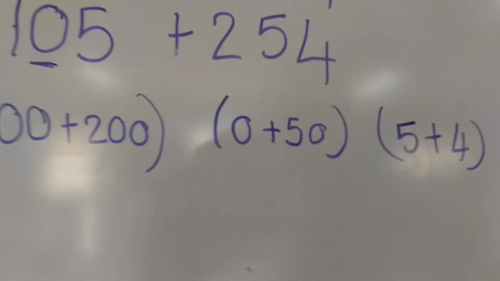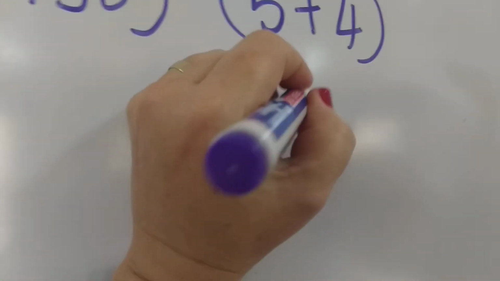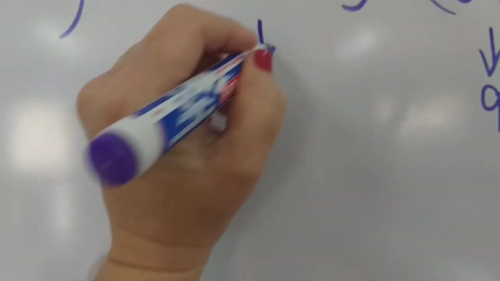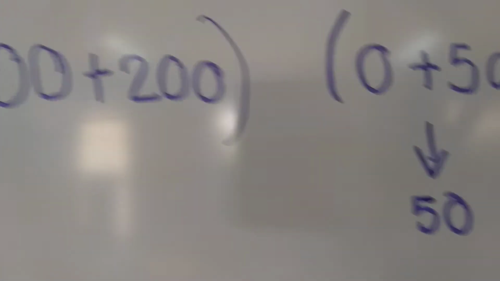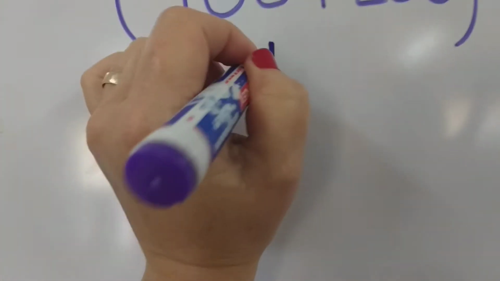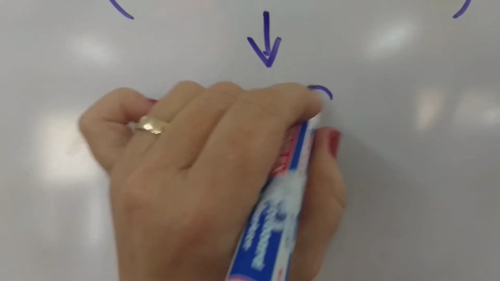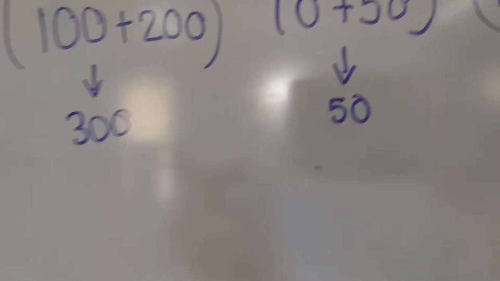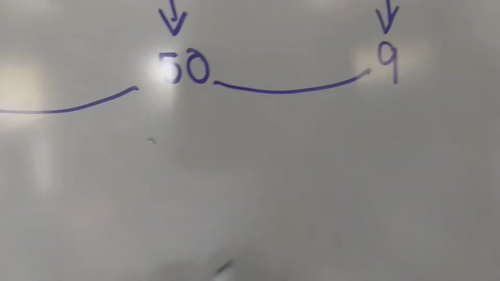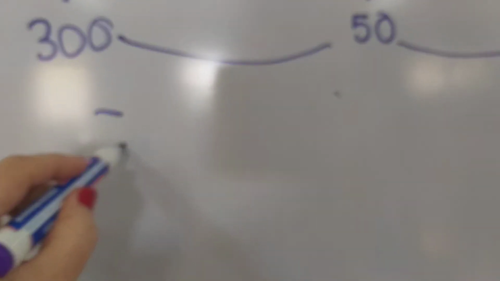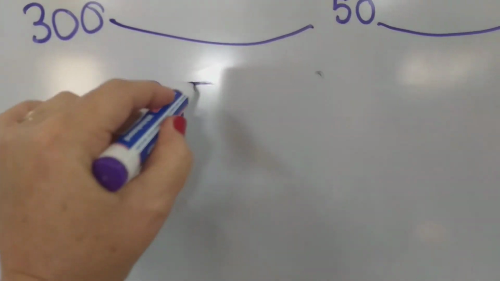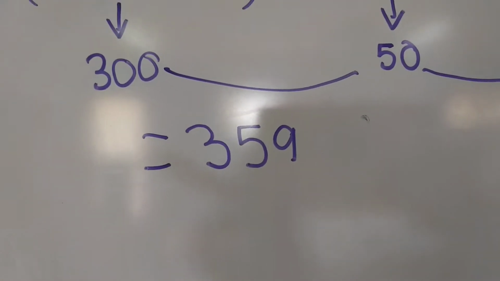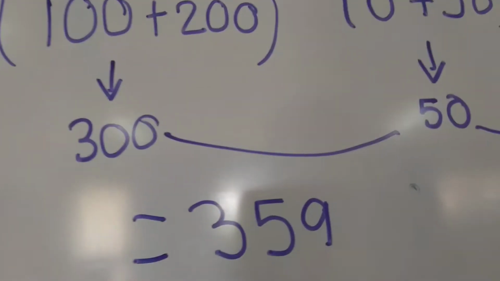Okay, so let's add those up, starting with the units. We got 9. 0 and 50 is 50. And 100 and 200 is 300. We are not finished yet. That's not our final answer. We have to add those numbers together, and when we do, we have an answer of 359.